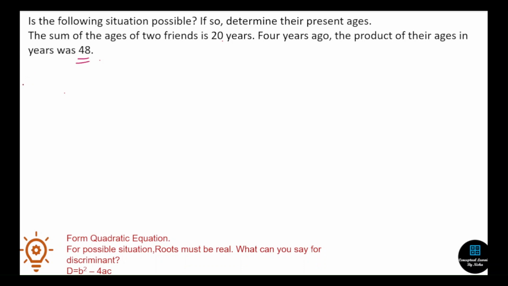Alright. Now what do we do? Remember, here we are talking about a quadratic equation in one variable. So we have to write our equation in one variable. Okay. Now let's understand this. So I'll make a table for simplicity. So what I'll write? The first friend. Okay. Second friend. Now their present age is first.